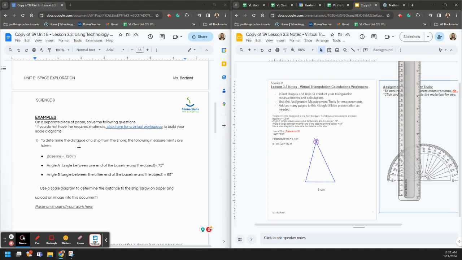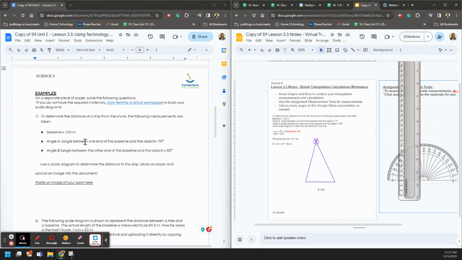In the examples in lesson 3.3, the first one is actually covered in the slides. However, we're going to go through the virtual workspace to understand how this triangulation calculation would work.